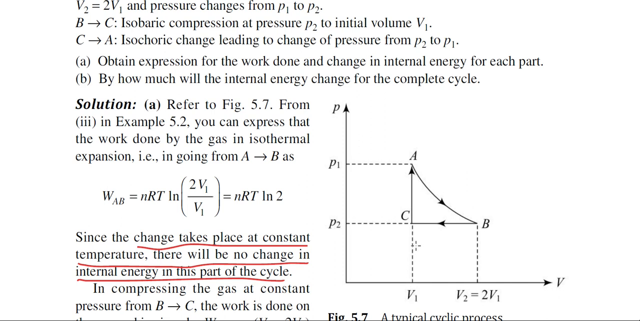Lastly, when the gas goes from C to A, the volume is constant at V1, but the pressure changes from P2 to P1. So different types of processes are involved in this cycle. What do we have to do? We have to find the expression for the work done and change in internal energy for each part, and by how much the internal energy changes for the complete cycle.